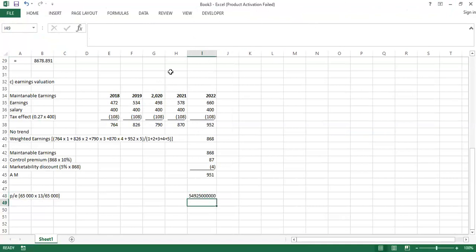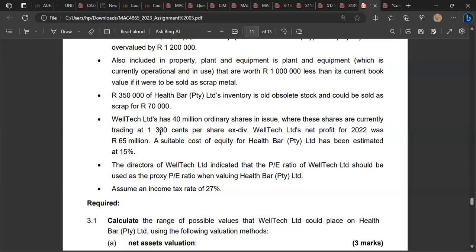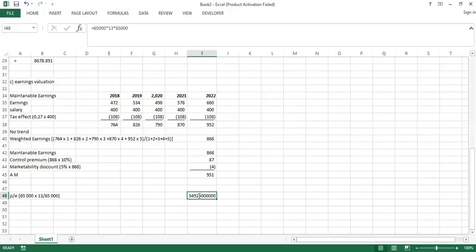Okay, I hope I wrote that correctly. Sorry, let me just check. Why do these figures look the same? Oh, sorry, I think you have 40 million, yes. Look at what I wrote again here. So it's 40 million, right? We are going to correct: times 13 divided by 65 million. So we said it's 40 million, and let's see if it's matching. Yes, 40 million, which is the number of shares, times 13 rand per share divided by 65. Then that gives us the earnings.